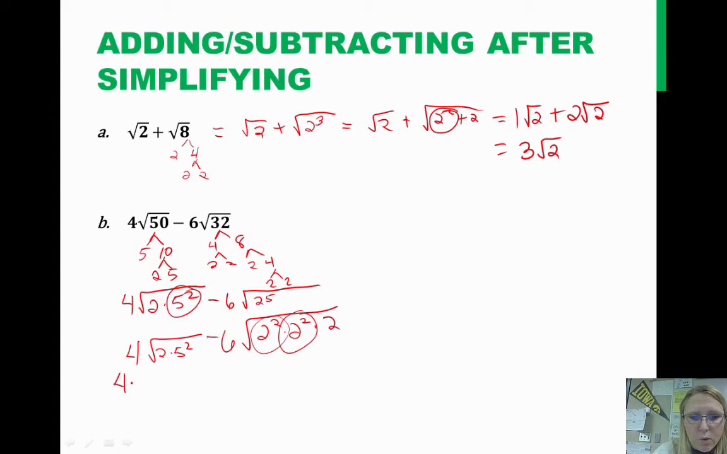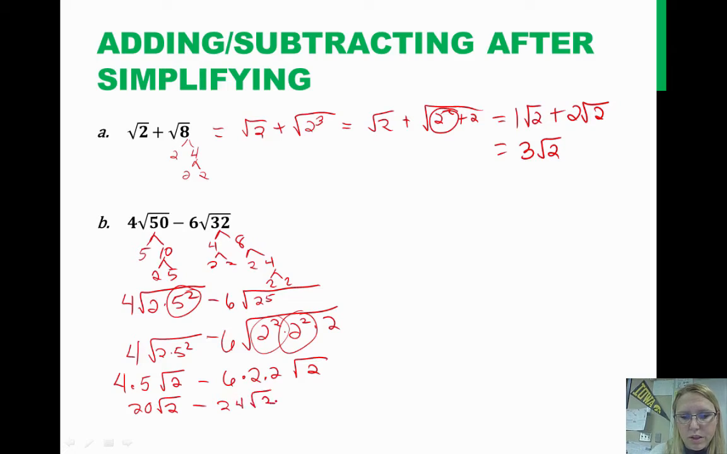So I can say 4 times 5 square root of 2 minus 6 times 2 times 2 square root of 2. So this will become 20 square root of 2 minus 24 square root of 2. And if I actually put those two together now, because they are the same square roots, I'll have negative 4 square root of 2.